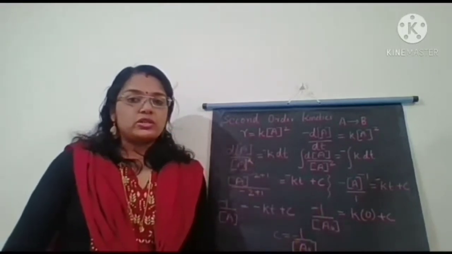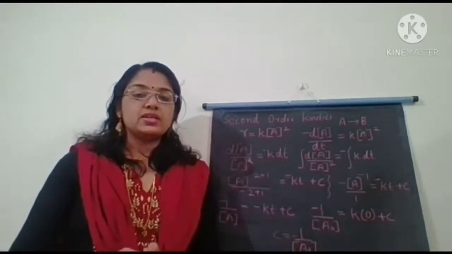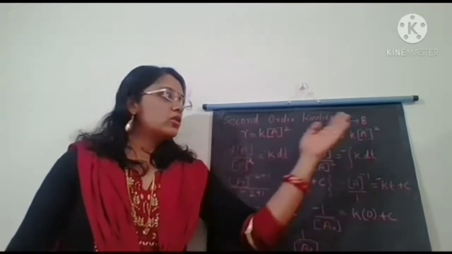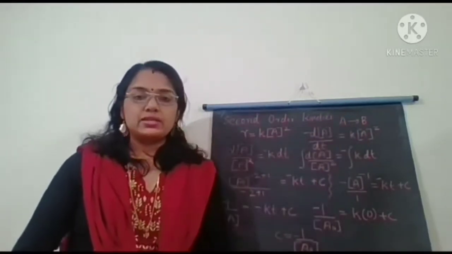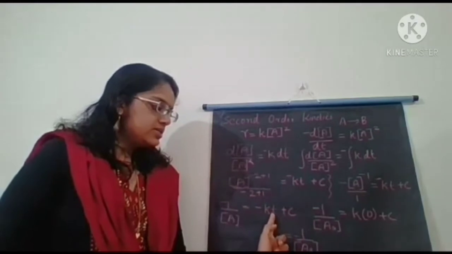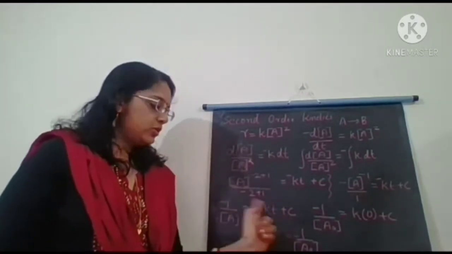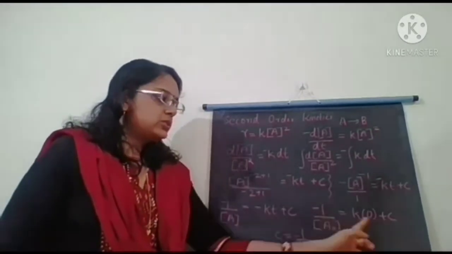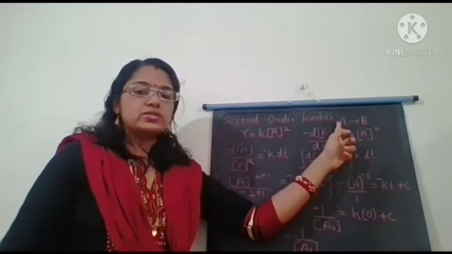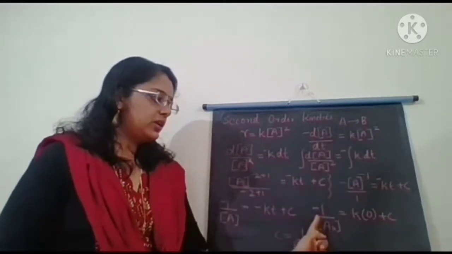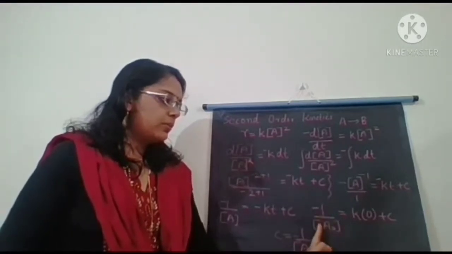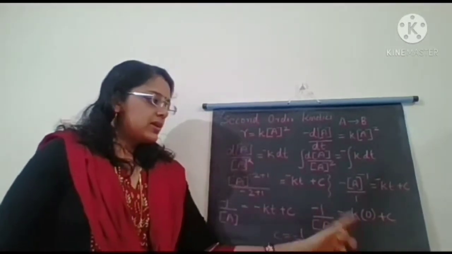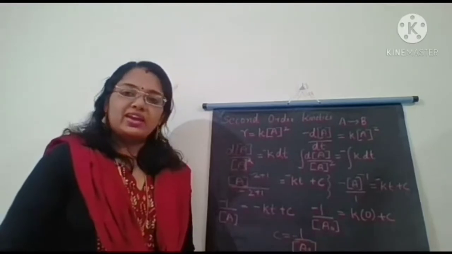The next step is to find the constant of integration by putting an assumption. That is, when the reaction has not started, the initial time is equal to 0, then the concentration of the reactant A is equal to A naught. And when time becomes t, the concentration of the reactant is found to be A. So putting in the assumption that when time is equal to 0 the concentration of A is A naught, we can put in this equation minus 1 by A naught is equal to K into 0 plus C. So at last we get C is equal to minus 1 by A naught.